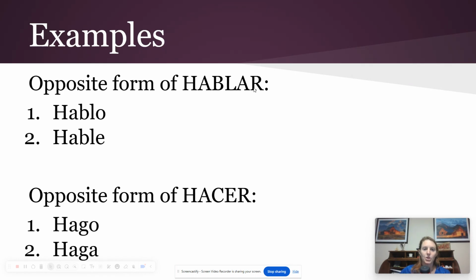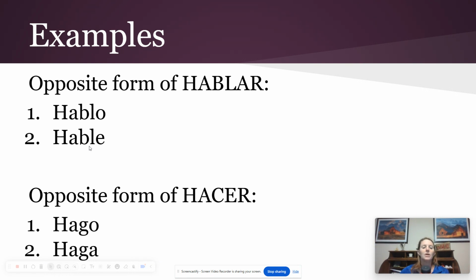Hablar. It's an AR verb, meaning to speak. When you put it in yo form, you get hablo. Then you're going to replace that O with the opposite letter. So instead of using an A, like we would use in our normal Spanish pattern, like he speaks, she speaks, habla, we're going to use E. So the opposite form of hablar, or the subjunctive form of hablar, is hable. That also happens to be the polite command. So if you were talking to a tour guide on a trip in a Spanish-speaking country, you could say, hable me, speak to me, tell me about this thing, okay?